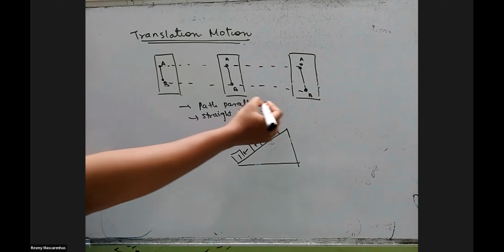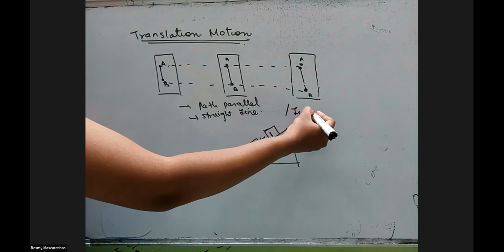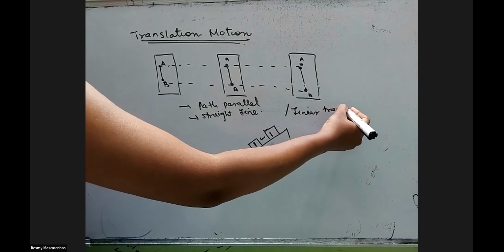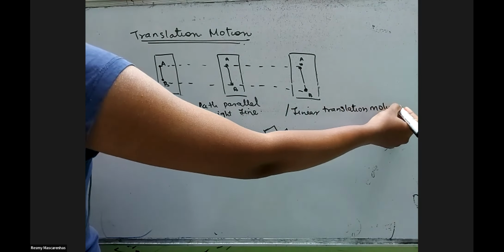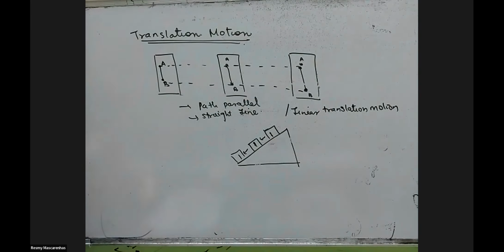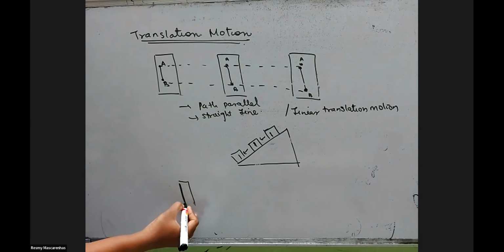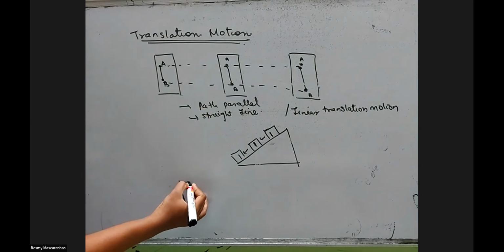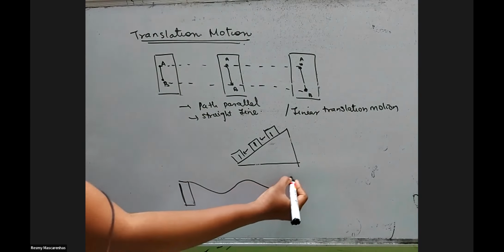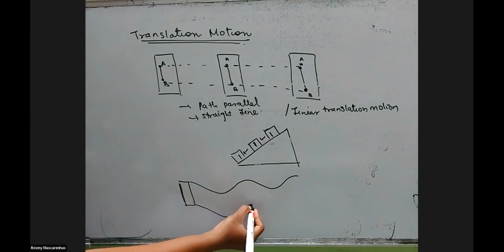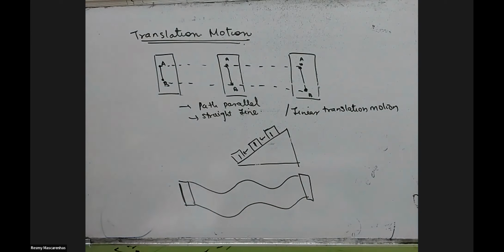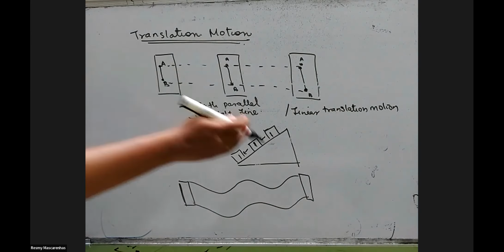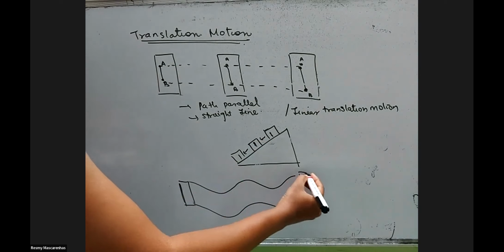Also called, you can say, linear translational motion. Linear means straight line. Now, why is it this? Sometimes that same object could move like this. Suppose it could come this way. Okay, imagine if this object was traveling something like this.